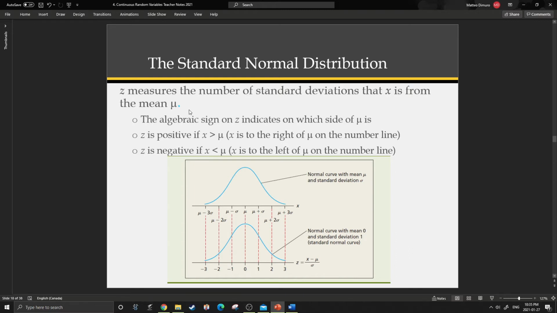It really took me a few years before I really understood. And the whole time I thought I understood. It wasn't until later that I was like, I kind of did, but not really. So, the algebraic sign on Z indicates which side of mu that you're on.